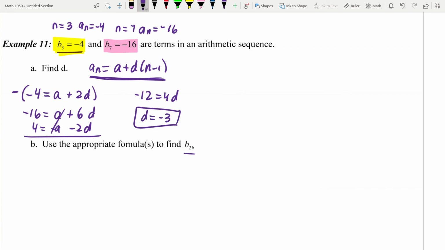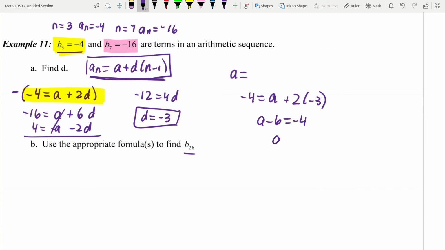Okay? Now they want me to find the 26th term. I know that I'm going to use this formula, so I know that I also need to find my a. I can't answer part B without knowing a. So if d is -3, I'm just going to use this yellow highlighted one, because I think it's going to be the easiest. So that would give me -4 equals a plus 2 times d, which is -3. So that's a minus 6 equals -4. Move your 6 over, a equals 2. Now I can find the 26th term.